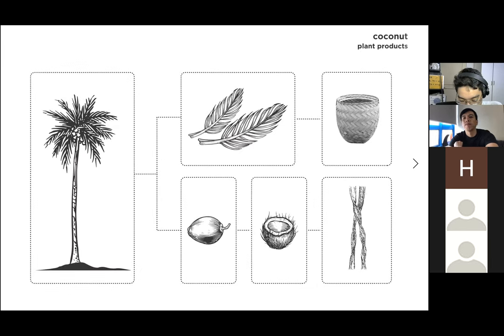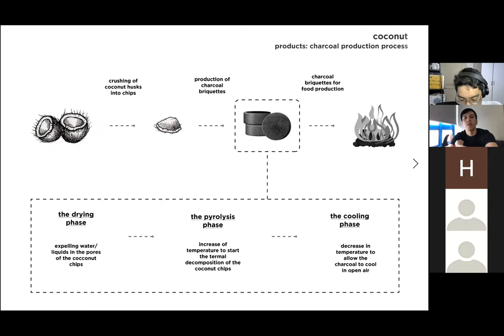So other plant products from the coconut: you can use the leaves to create baskets. And for the fruit, you can get the meat of the fruit, or it can be turned into copra or fiber, which is used for rope. Another one is charcoal. The coconut shells are crushed into chips, which then produce charcoal briquettes, which can be used for food production.